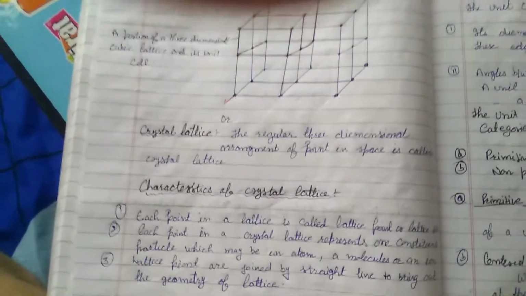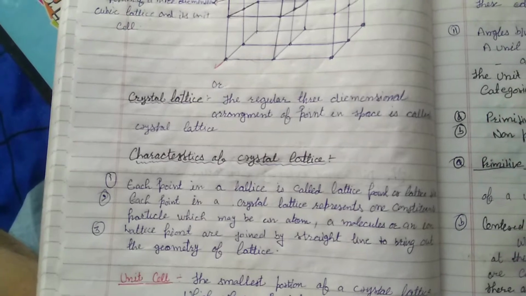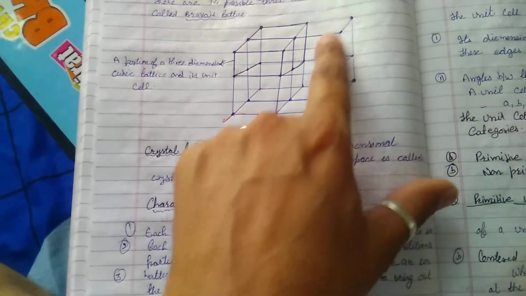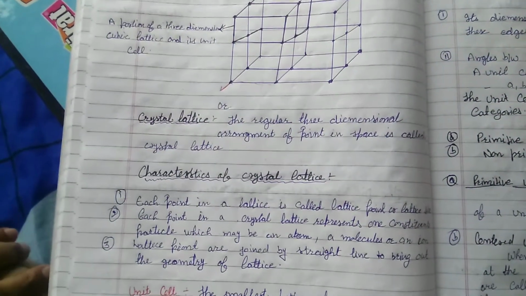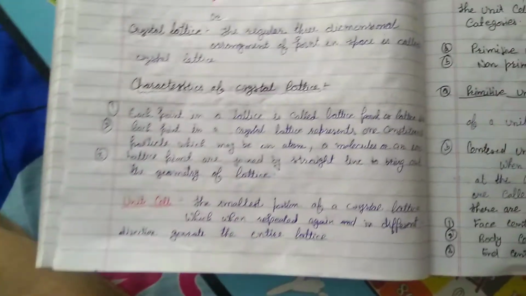which may be atoms, ions or molecules. Third one is lattice points are joined together by a straight line to bring about a geometry of the lattice. Means all these points are joined together by a straight line to bring out a geometry. So next one is our unit cell.